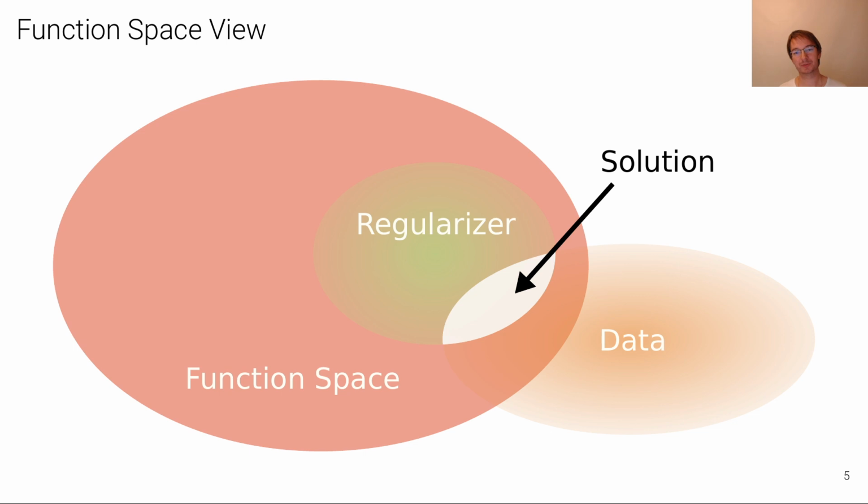I think this is another diagram that illustrates this at a very high level, a very intuitive level, quite well. So what this should illustrate here is that both the data as well as the regularizer are constraints on the space of functions. And so they both constrain the possible outcome of our estimator, the possible solution space. So in red here, we have the function space.